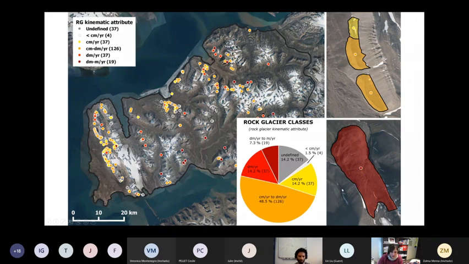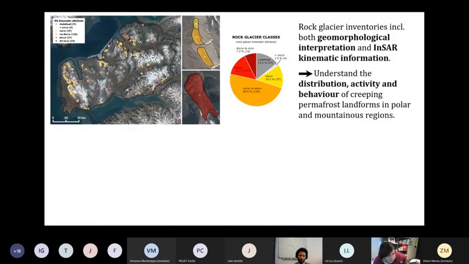If then you summarize information you get for each landform, you can start to have a more general information about the creep rate or the rock glacier kinematic attribute. And here you have the final map regarding the kinematic attributes. I'm soon done. I see I'm soon out of time anyway.